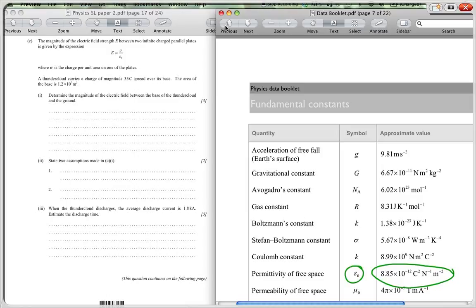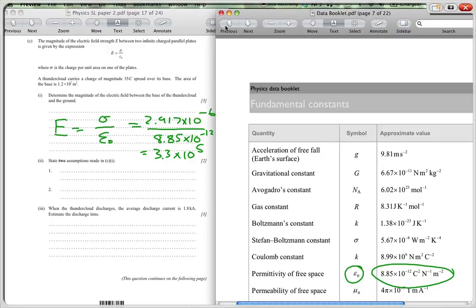So you really need to know what's on your fundamental constants. That is going to be when we're working out our E, which is equal to sigma. Now we worked out what sigma is. That's equal to 2.917 times 10 to the negative 6, and we're going to divide that by E0, which is our permittivity of free space, which is 8.85 times 10 to the negative 12. When I do that, I get an answer of 3.3 times 10 to the 5.